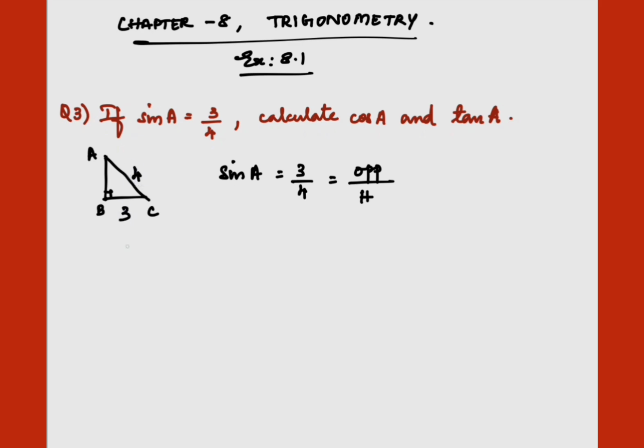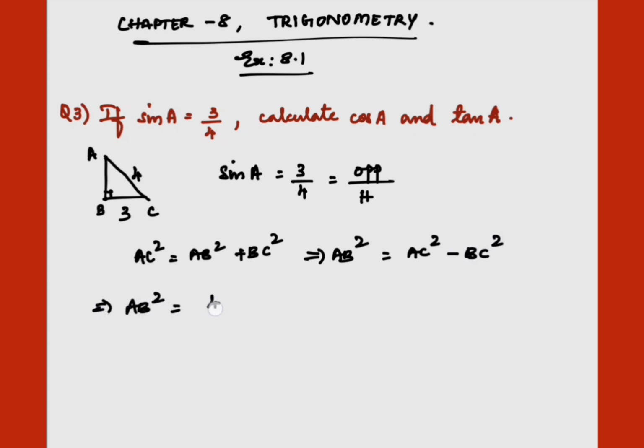By using Pythagoras theorem, AC square is equal to AB square plus BC square. And now we have to find the side AB, which gives AB square is equal to AC square minus BC square. AB square is equal to AC the whole square minus BC 3 the whole square, which is equal to 16 minus 9 is equal to 7, which gives AB is equal to root 7.